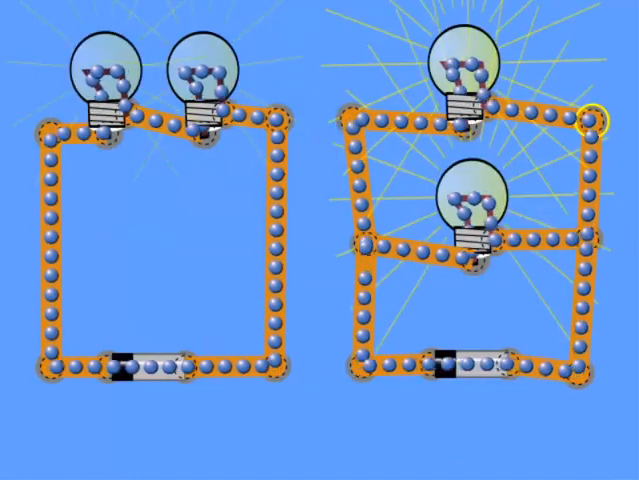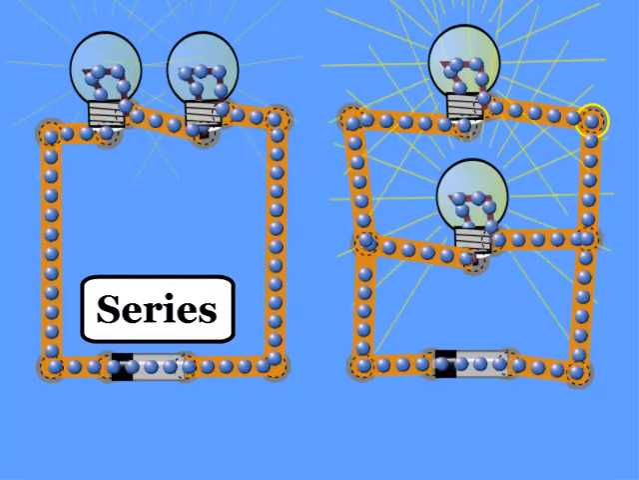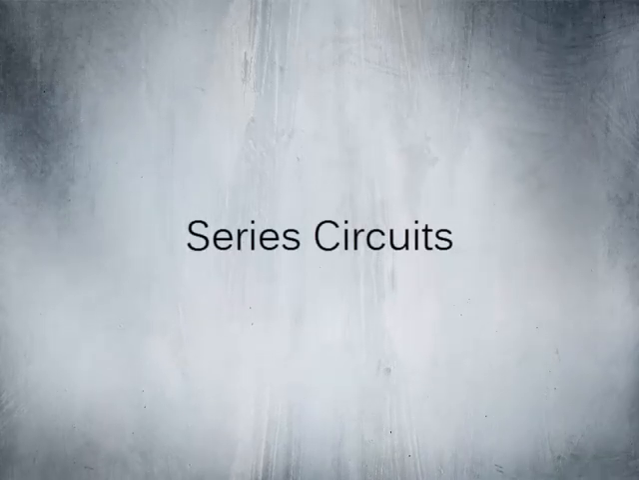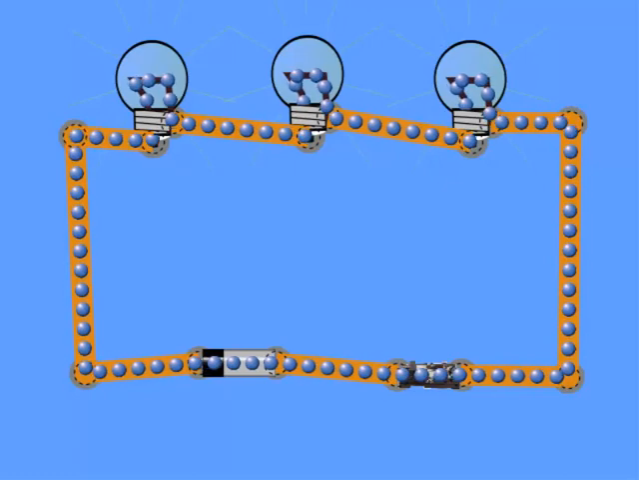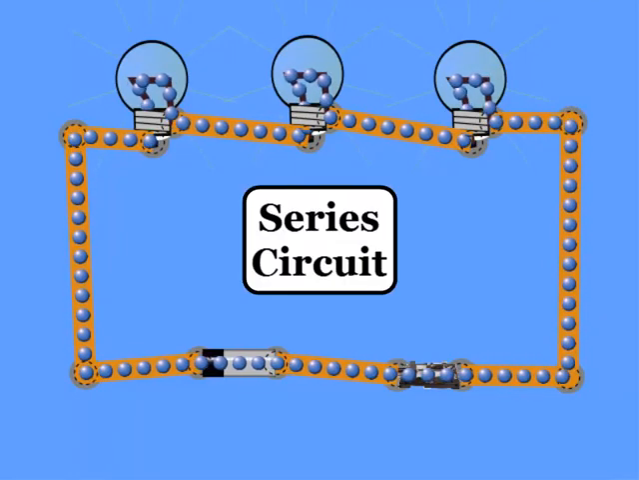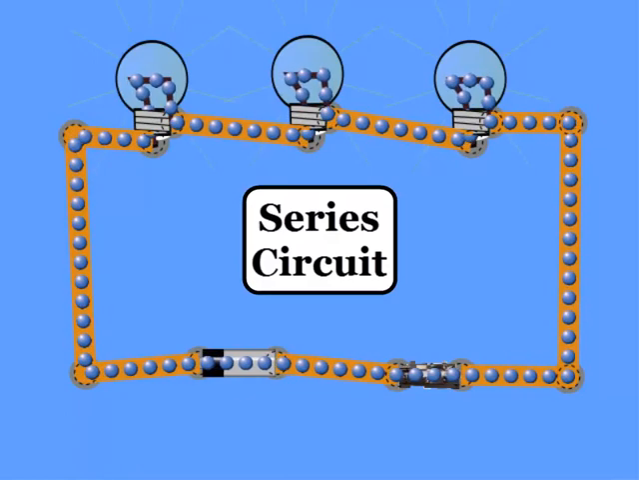Most circuits have more than one device that receives electrical energy. These devices are commonly connected in a circuit in one of two ways: series or parallel. If three bulbs are connected in series with a battery, they form a series circuit. Charge flows through each, one after the other.